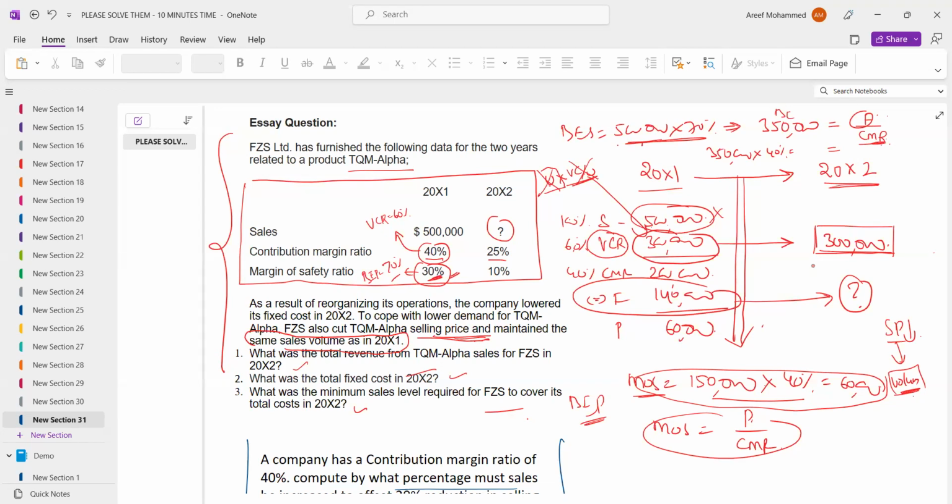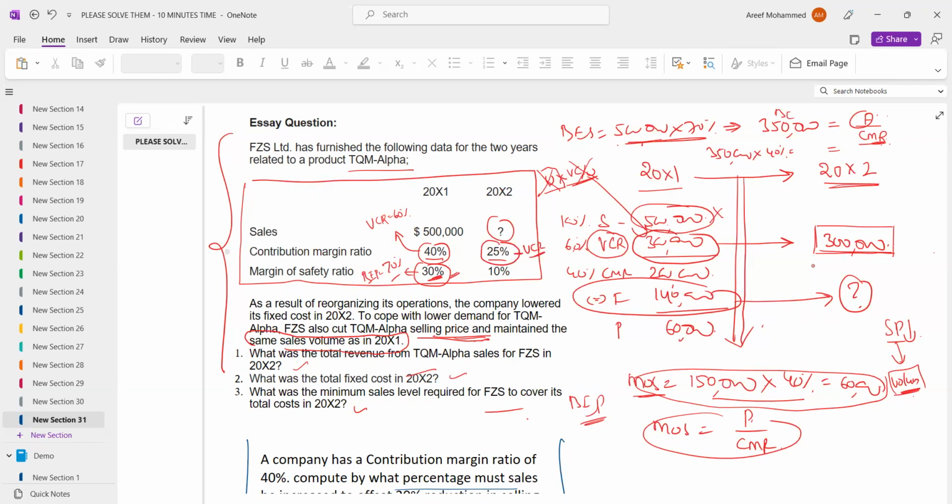Okay. Now you tell me, if 20x2 contribution margin ratio is 25%, what is the variable cost ratio? Variable cost ratio will be 75. Simple, no? 100 minus 25, 75. Don't get confused. Sometimes I will ask questions directly, and it's very difficult to answer sometimes, even if we know the answer.